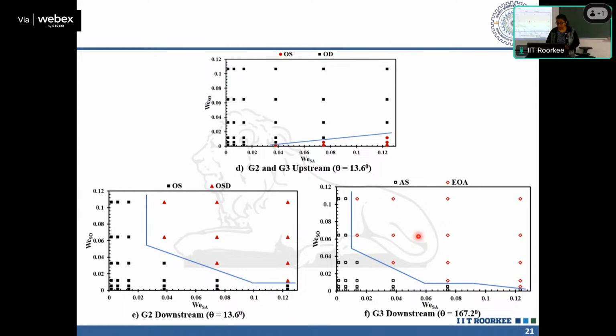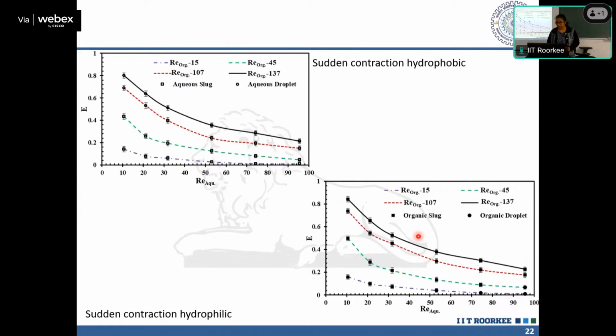Okay, so with this much understanding, let us now look at the effect of this change on the extraction efficiency. So this is our G1, sudden contraction hydrophobic, all homogeneous hydrophobic. So this is my extraction, highest extraction efficiency is around 80%. So with sudden contraction hydrophilic, the efficiency slightly enhances.